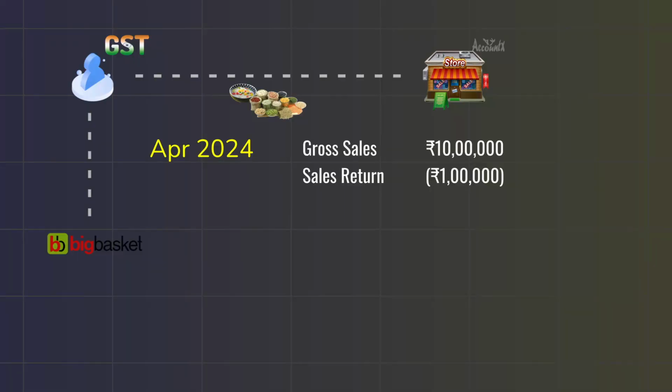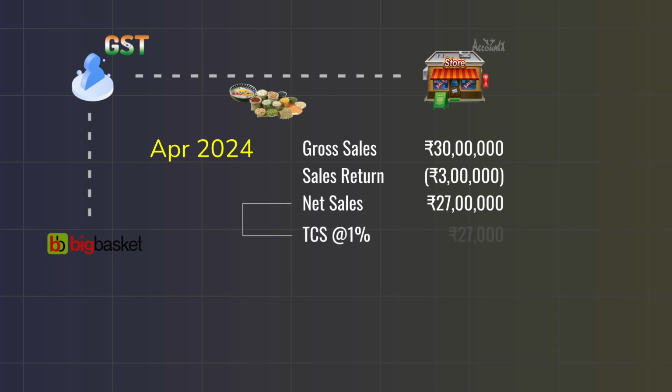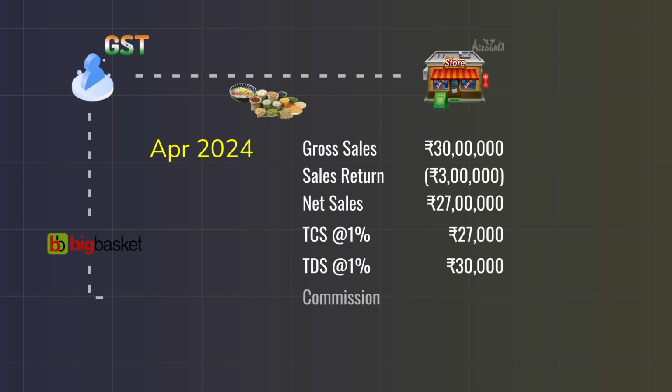Now let's understand how both TDS and TCS provisions would affect your net receivables. Again, let's consider the same Big Basket example, but let's change gross sales to 30 lakh, sales return to 3 lakh. So net sales, that is difference between these two, is 27 lakh. And we know TCS is applicable at 1% on net sales, that is 1% of 27 lakh is 27K, and TDS at 1% on gross sales, that is 1% of 30 lakh is 30K. And let's say Big Basket charges 10% commission on net sales. So 10% of 27 lakh is 2.7 lakh, and let's assume the rate of GST is 18%.